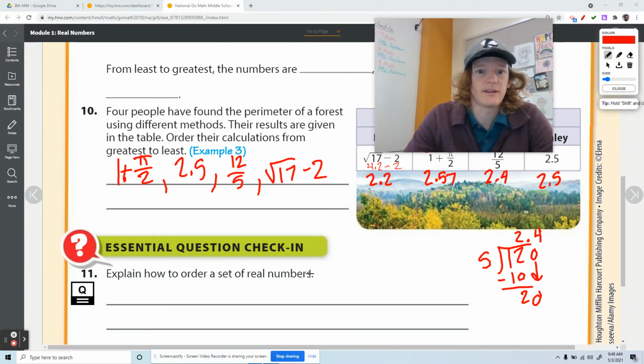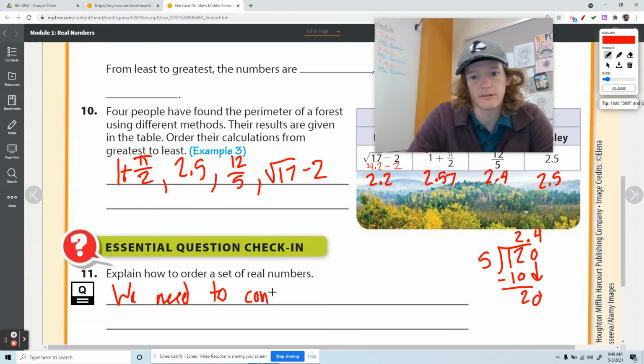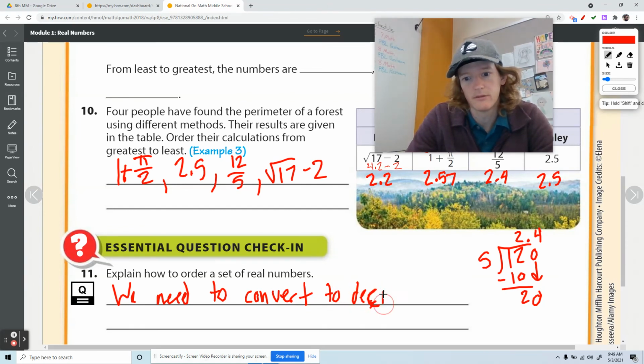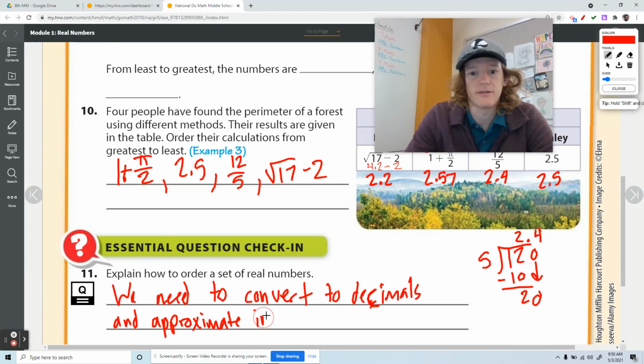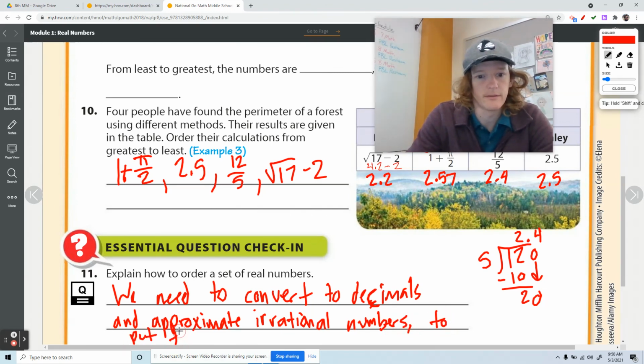Number 11, explain how to order a set of real numbers. We need to convert to decimals and approximate irrational numbers to put them in order.